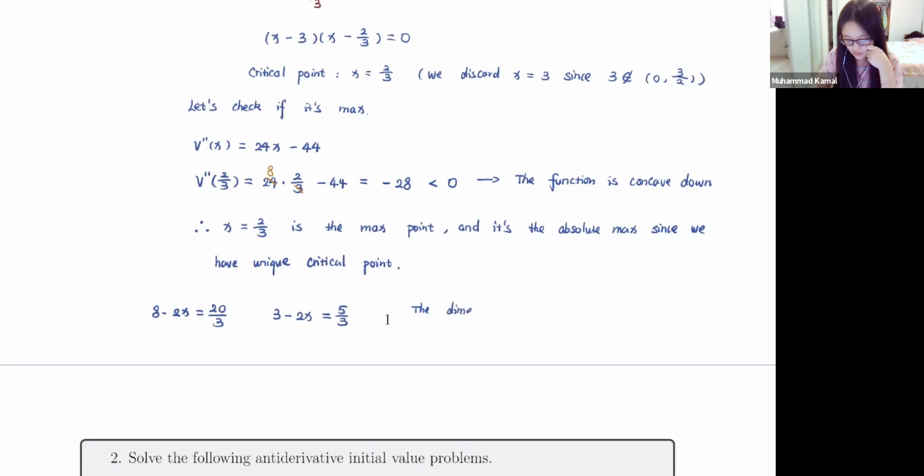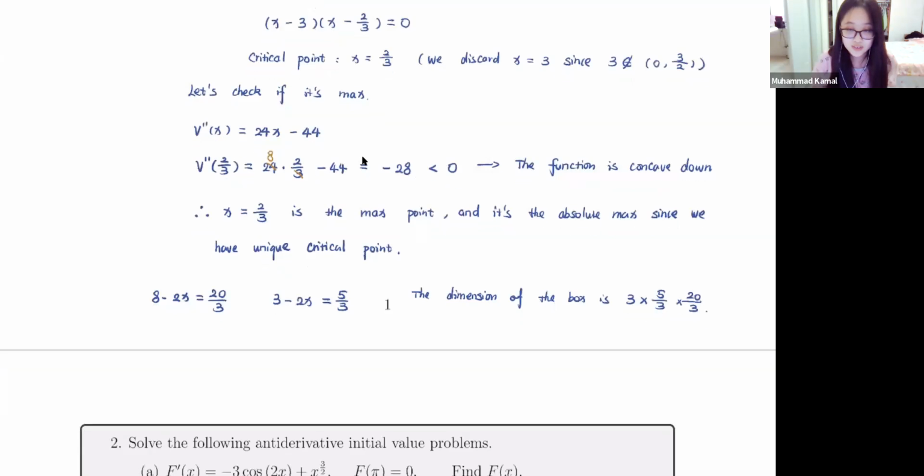Okay, so the dimensions of the box are 3 by 5/3 by 20/3. Alright, that's it. Any question? Question? Anyone has any question? No questions? Clear? All clear?